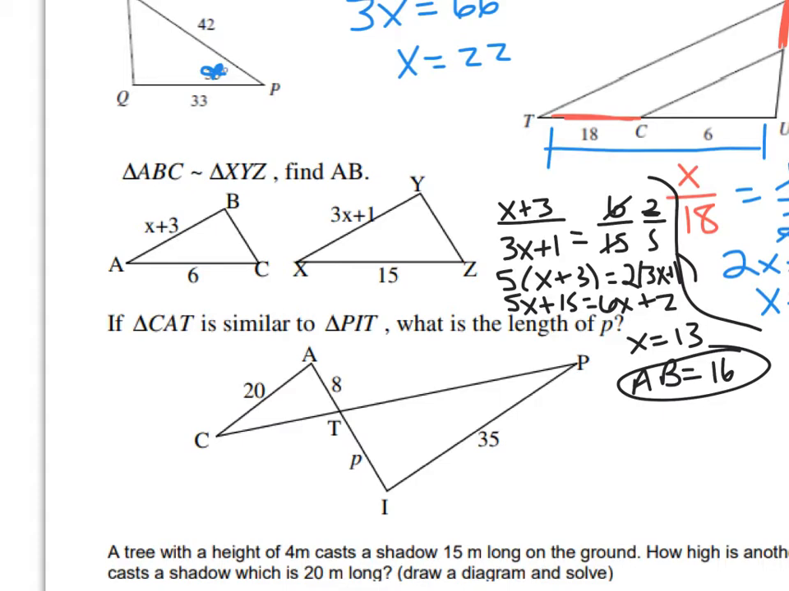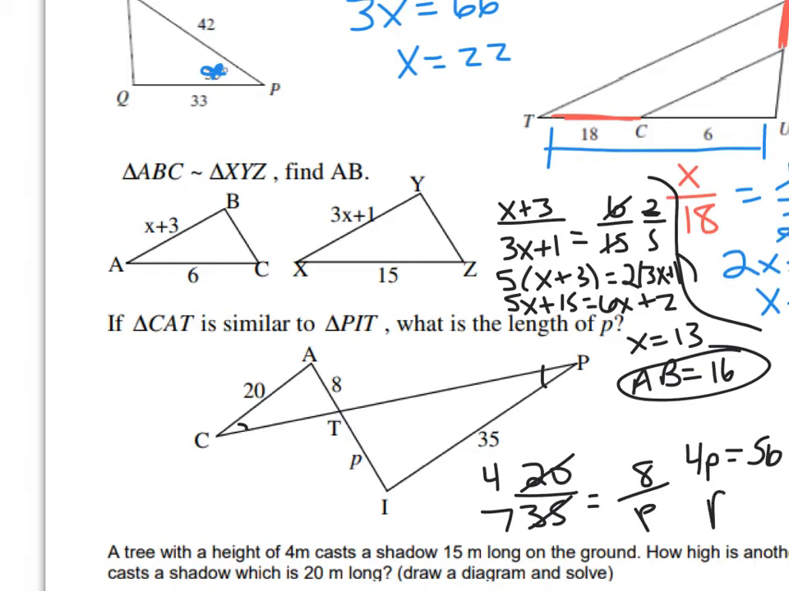All right, CAT is similar to PIT, so that order is going to be important in a second. So I'm going to do 20 over 35 equals 8 over P. So 4P equals 56. So P equals 14.